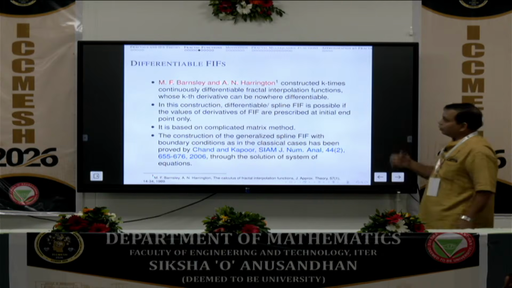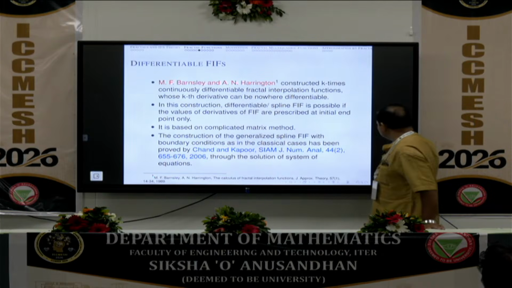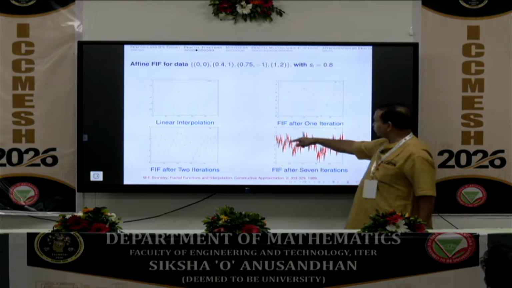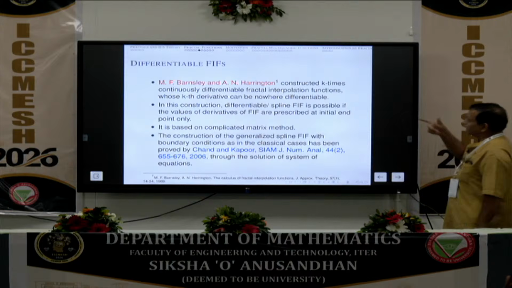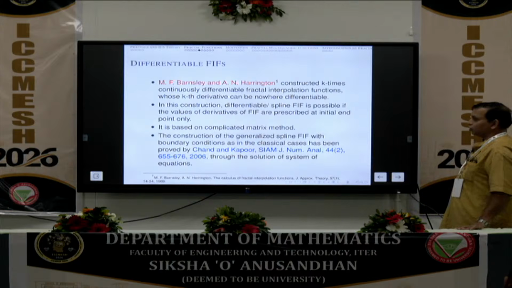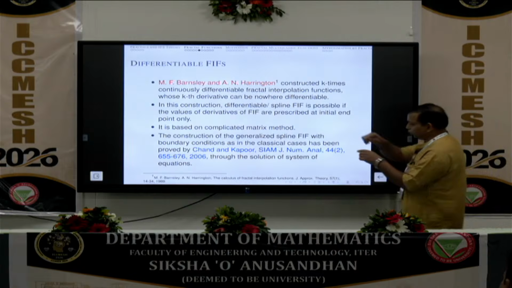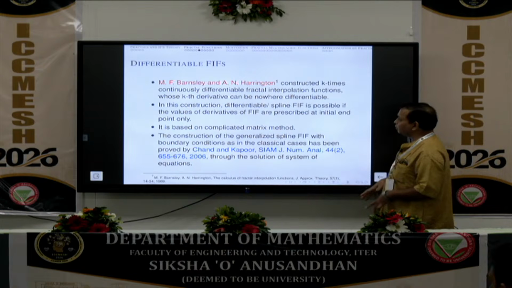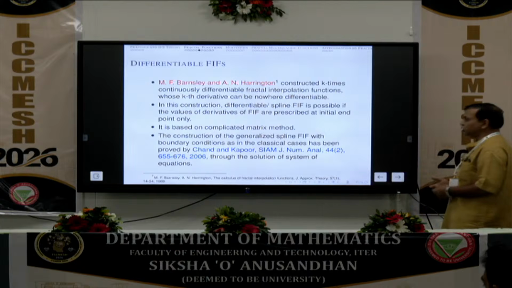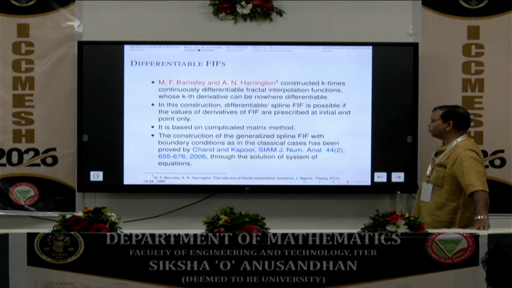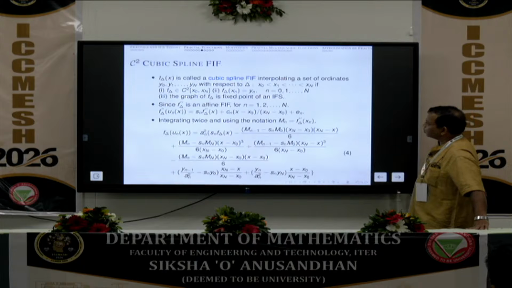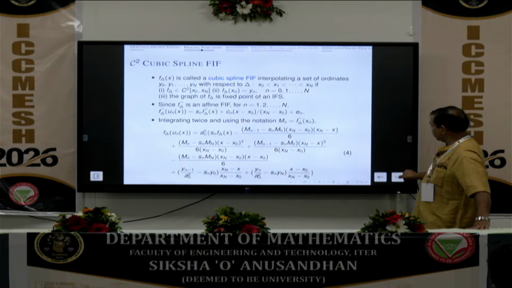Even if you see a differentiable fractal function, it may be nowhere differentiable because it is varying very irregularly. When I was doing my PhD at that time, Barnsley and Harrington constructed some splines. But a spline means the function may be smooth, but the derivative may be irregular. They constructed the splines, but it was not good; they were not getting all types of boundary conditions. Then we developed that one. I constructed the cubic spline at that time through moments.